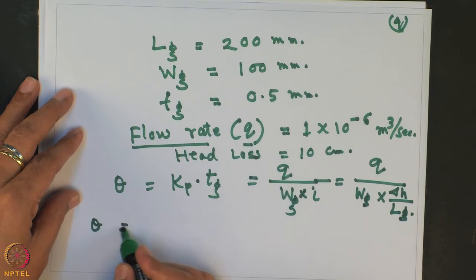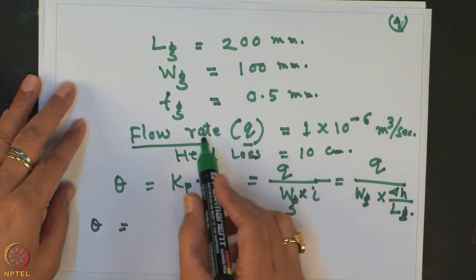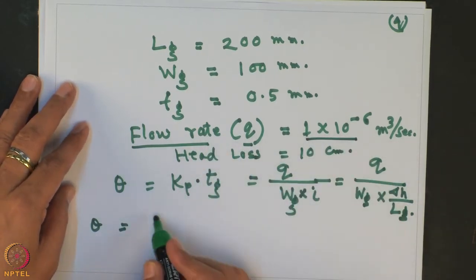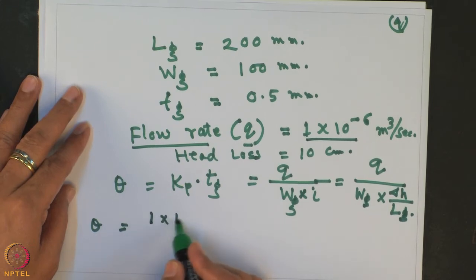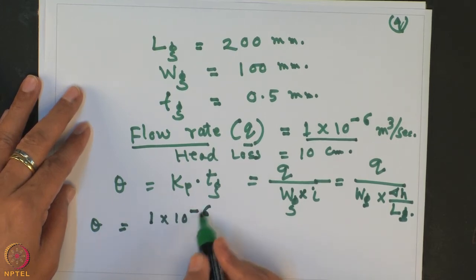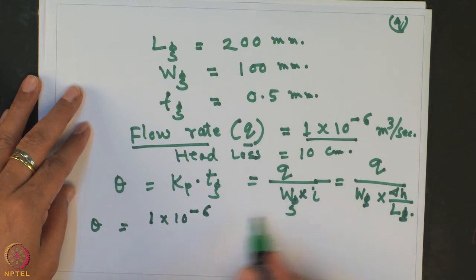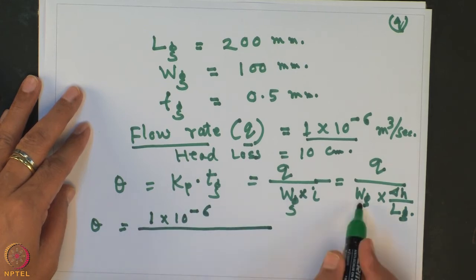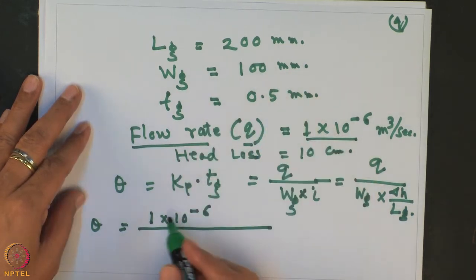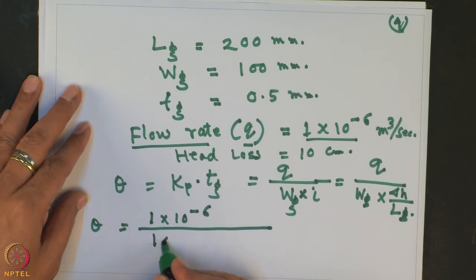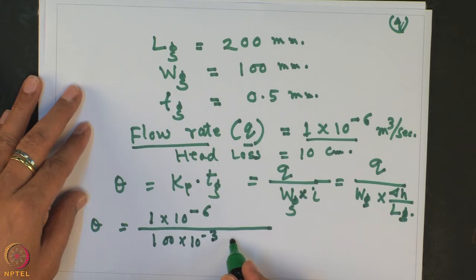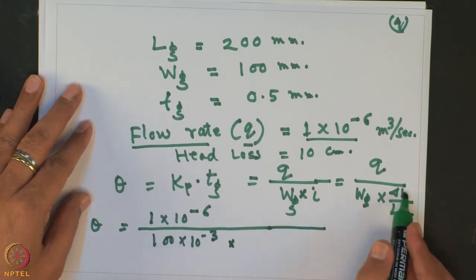So, theta: Q is equal to the flow rate, that is 1 into 10 to the power minus 6, that is Q. This divided by W_G, which is 100 into 10 to the power minus 3, into delta H.